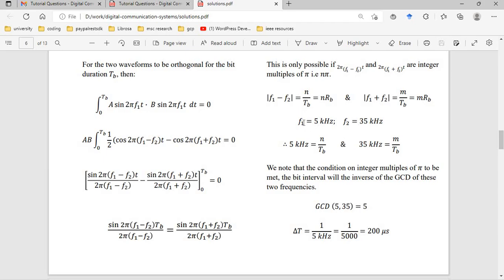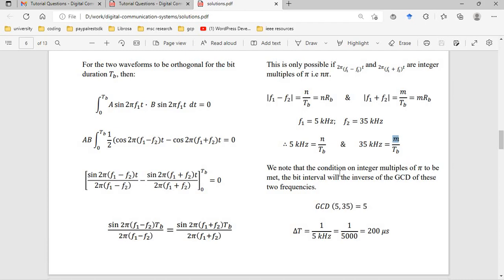But in our case, we know f1 is 5 kilohertz and f2 is 35 kilohertz. So that means that 5 kilohertz, which is f1 minus f2, should be equal to n over tb, and 35 kilohertz should be m over tb. And in this case, the values of n and m are basically chosen arbitrarily, but we know they should be integers.